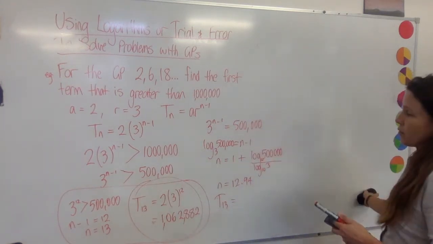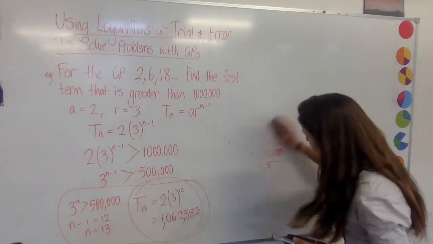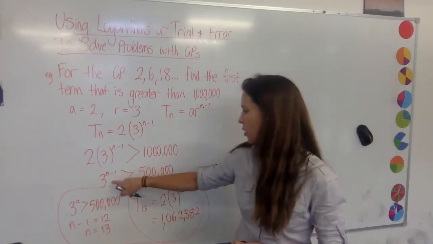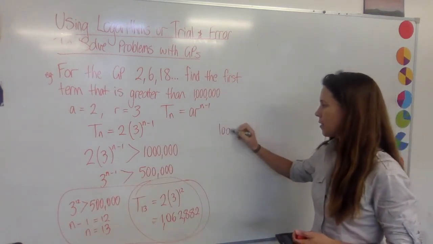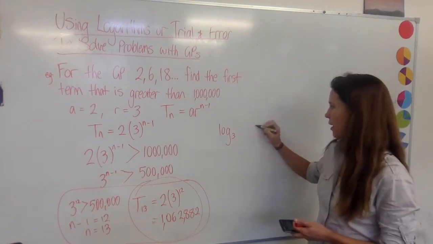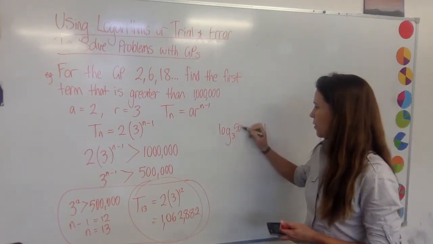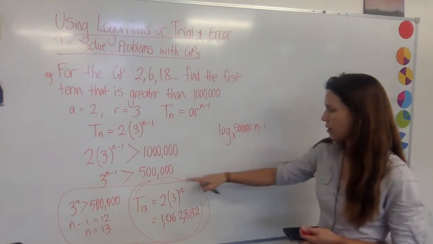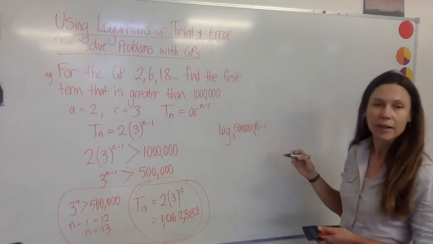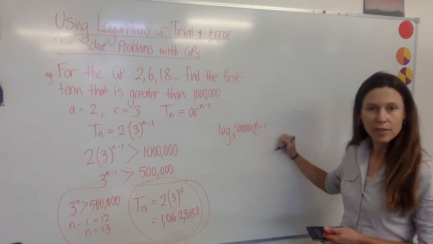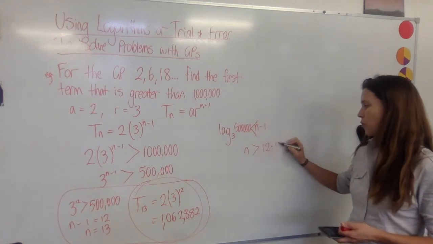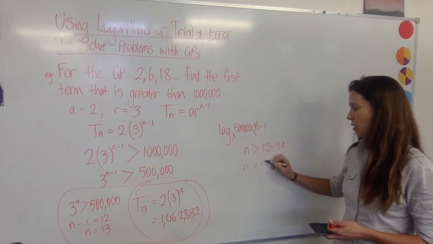Somebody else who is even more confident working with logs might say, no, I can go straight away here and write this as a log. And I can say 3 to the power of n minus 1 and put my 500,000 here. And I know that the n is on the big side, so it's got to stay on the big side, and I can write it up like that. They can go ahead and solve it. They'll get to the point where they're saying n is greater than 12.94, so it must be 13.